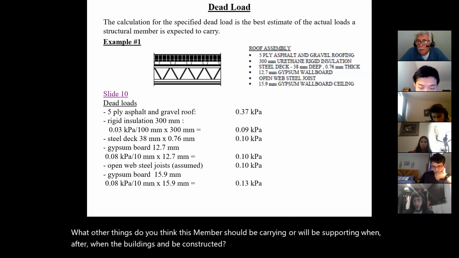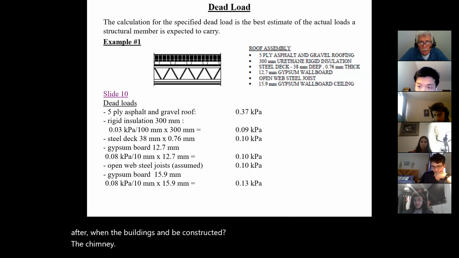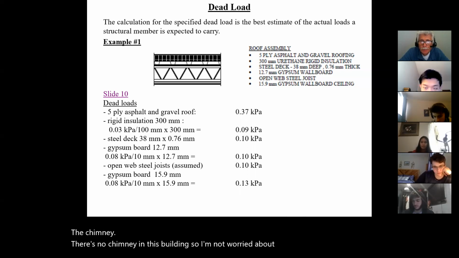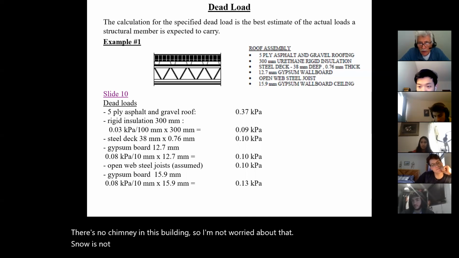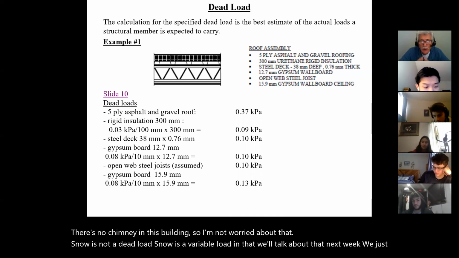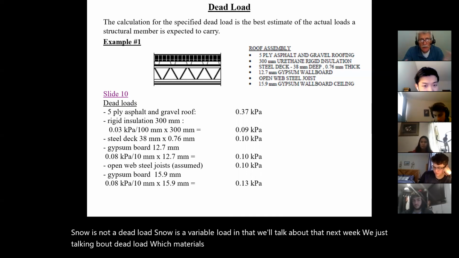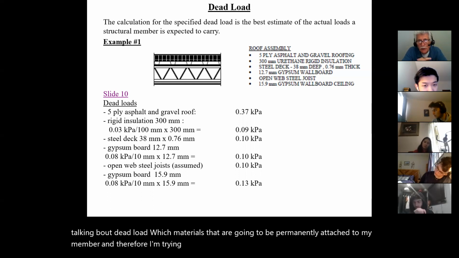The chimney, maybe? There's no chimney in this building, so I'm not worried about that. Snow is not a dead load. Snow is a variable load, and we'll talk about that next week. We're just talking about dead loads. In other words, materials that are going to be permanently attached to my member, and therefore I'm trying to estimate what the dead load is.